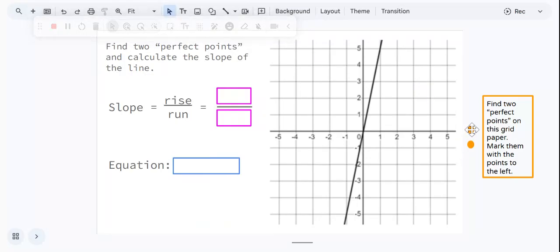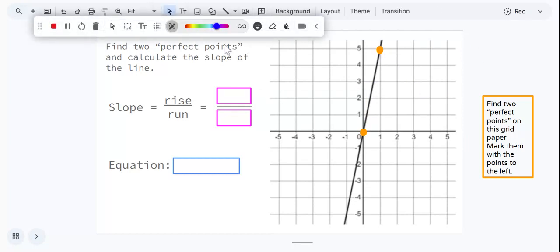Here's another positive slope. I'm going to plot my origin. Then I'm going to use my mouse, trace with your eyes. Where's the next perfect point? It is right here. Ooh, it's pretty far away. But that's okay, no problem.